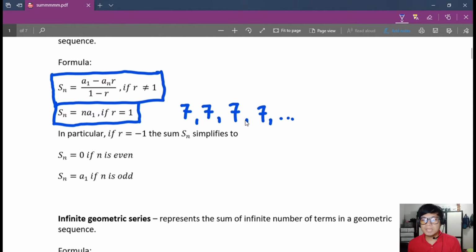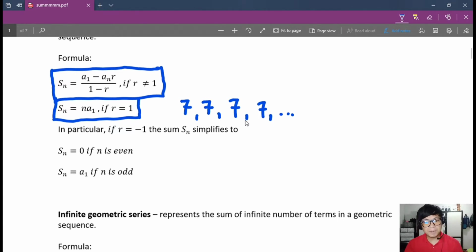So, this one is a geometric sequence because the common ratio here is 1. 7 divided by 7 is 1. 7 divided by 7 is 1. So, ito yung example niya if the common ratio is 1. So, ito yung gagamitin nating formula. So, mamaya, after ma-present lahat ng formula, we will have an example para ma-apply natin yung ating formula.